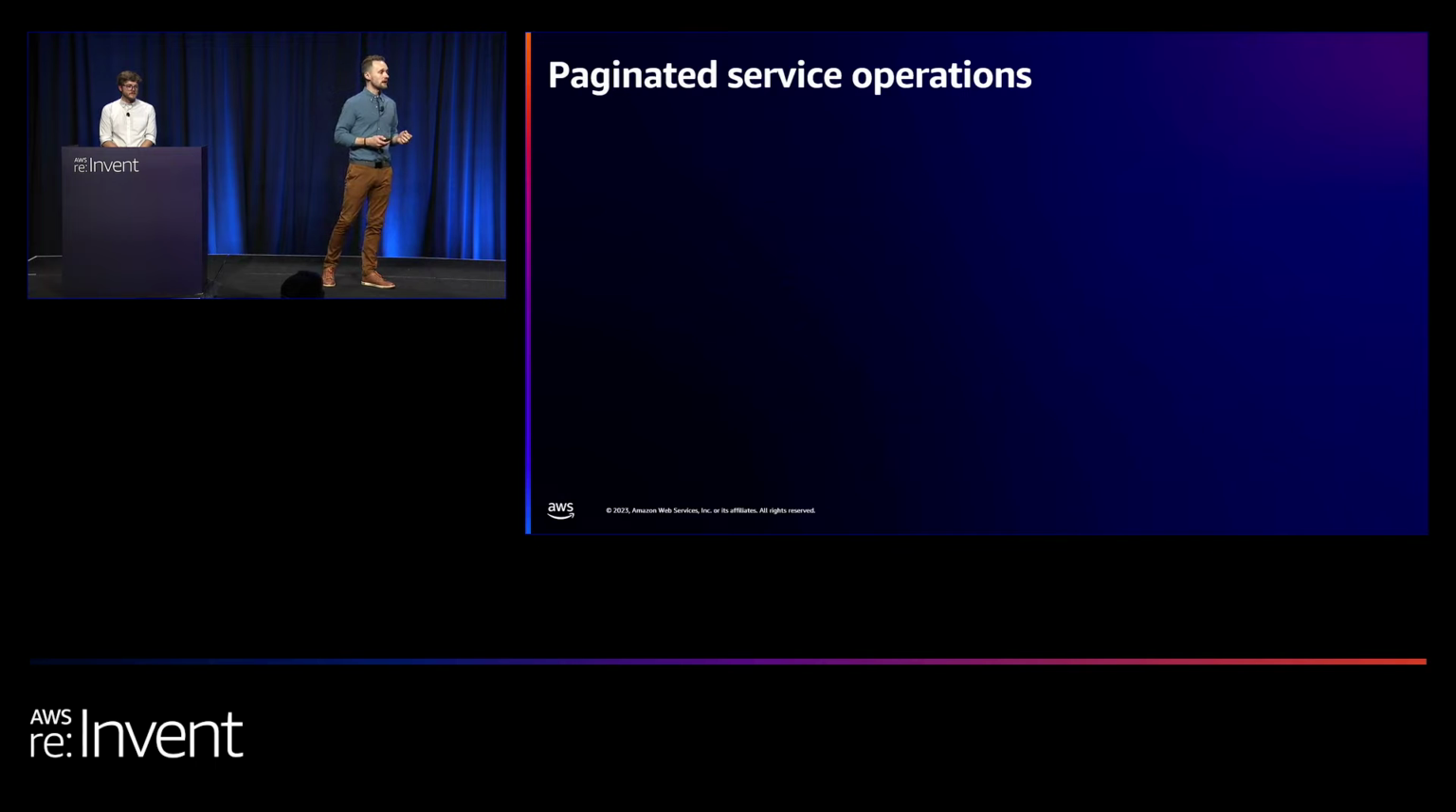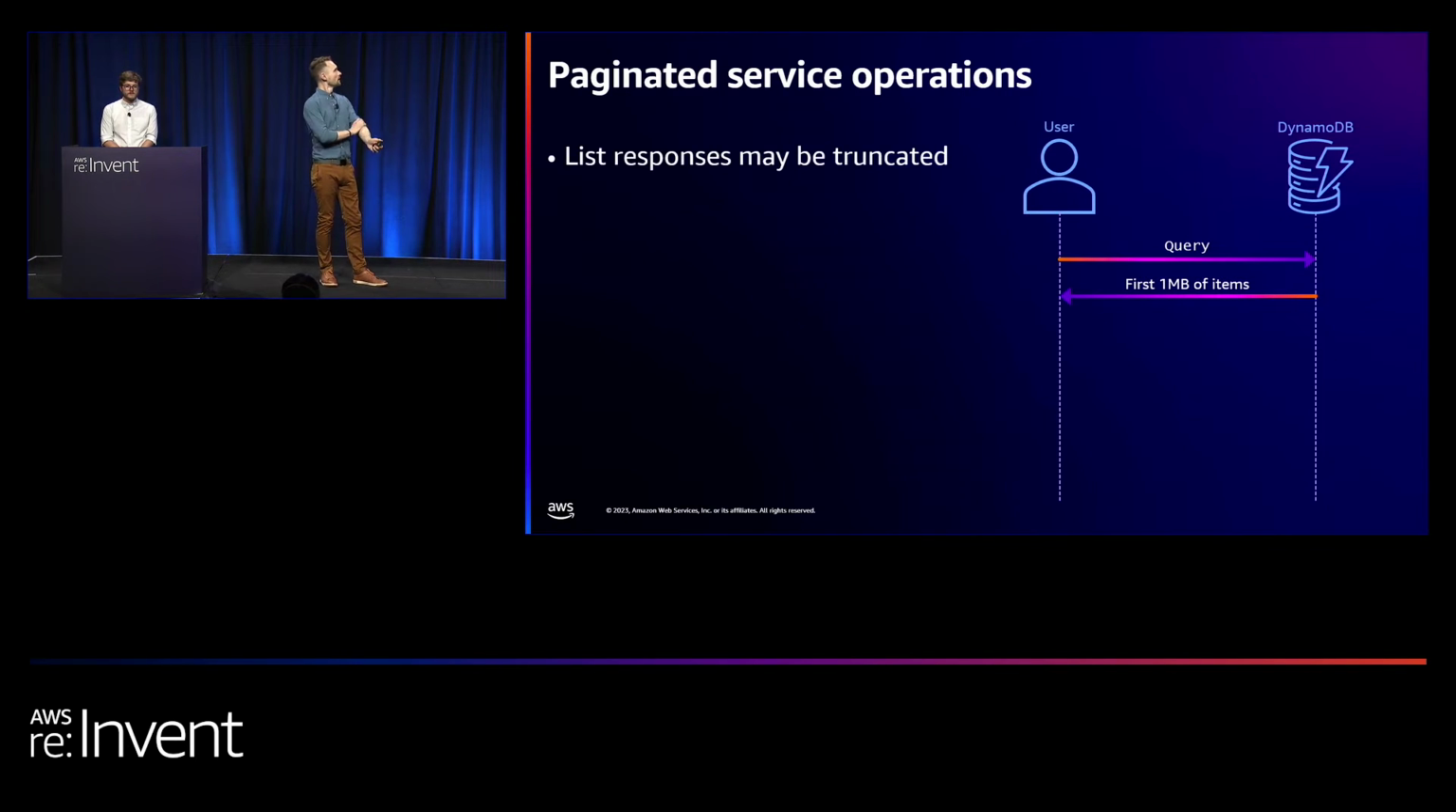Let's move on to another example of paginated service operations. Some service API calls return not just one item worth of data, but a whole list of data. And whenever you're returning a list of data, it's a wise idea to truncate that list at some point so that your clients don't have to deal with arbitrarily large responses. That can cause out-of-memory issues, resource saturation, and even denial of service attacks. So an example of a paginated service operation is DynamoDB's query API.